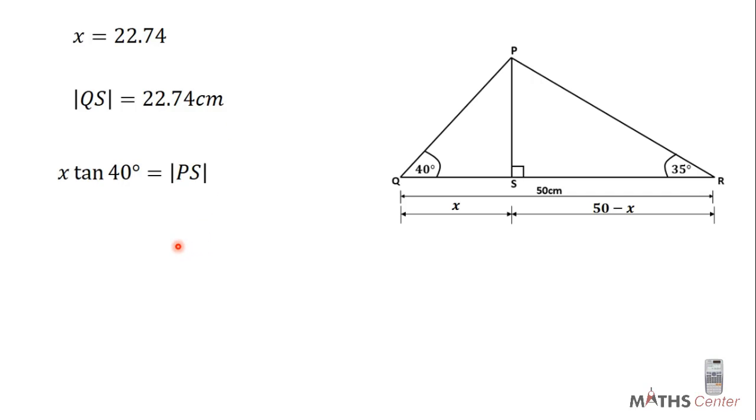From one of the equations that we wrote, we saw that x tan 40 degrees is equal to PS. The question told us to find PS. We have been able to find x to be 22.74, so we can replace x with 22.74. So PS is equal to 22.74 times tan 40 degrees. If you do this on your calculator, you are going to have 19.08 centimeters. So we have found QS to be 22.74 centimeters and PS to be 19.08 centimeters.